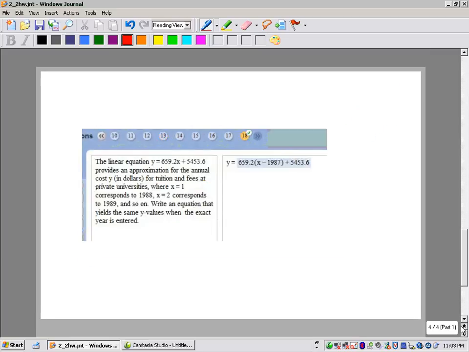Okay. And the last problem, number 18, gives us a linear equation that is the approximation for the annual cost for tuition and fees at private universities, where x equals 1 corresponds to 1988, x equals 2 is 1989, and so on. We want to write an equation that yields the same y values when the exact year is entered. Okay, so right now, what are we entering for x?